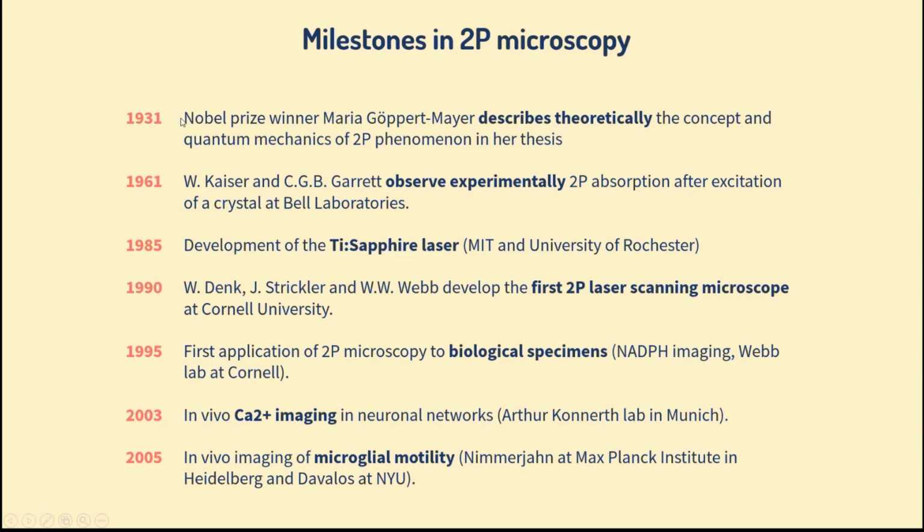The milestones in two-photon microscopy. I just wanted to point out two dates here. First, the Nobel Prize winner Maria Goeppert-Mayer described theoretically the concept of two-photon in 1931, and it was not until 60 years later that they developed the first two-photon laser scanning microscope at Cornell University. And the first calcium imaging was done in 2003, and the first microglia motility, a very famous paper by Alex Nimmerjahn, was done in 2005. So from the development to the usage of the two-photon for the first time in the brain, it was more than a decade.